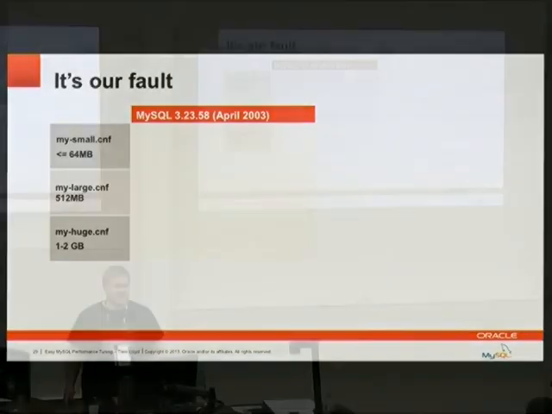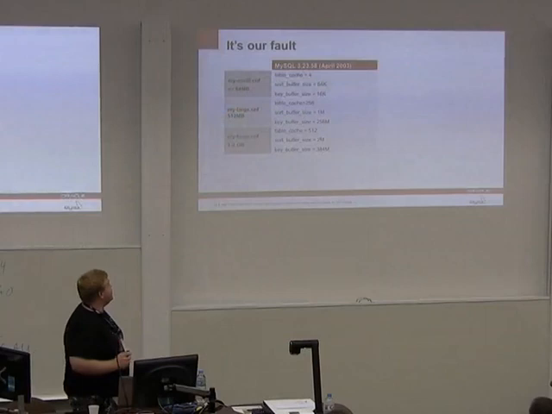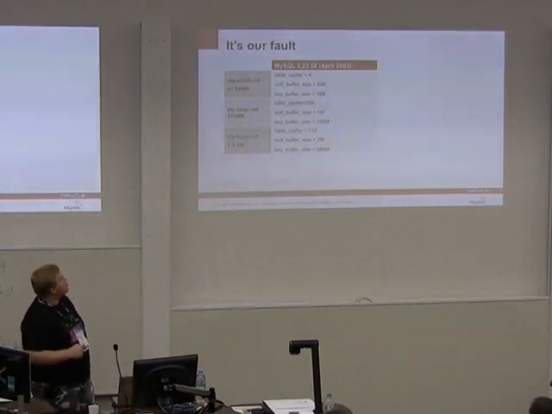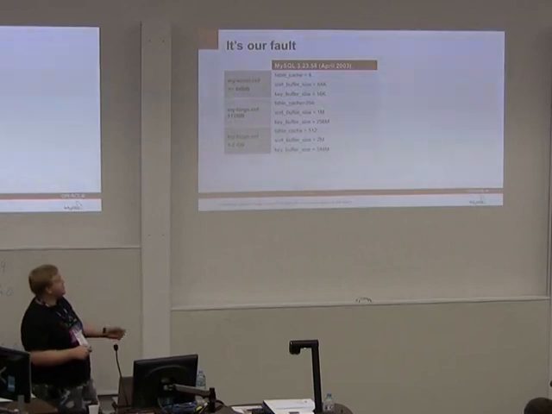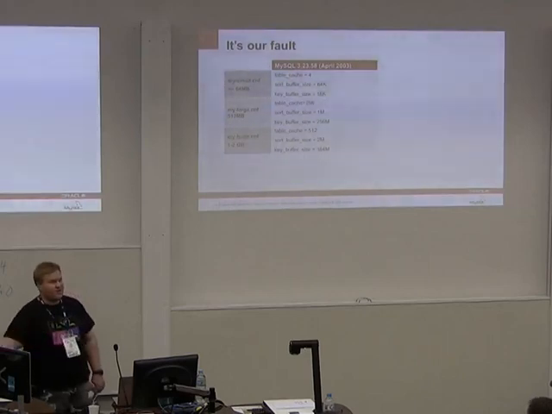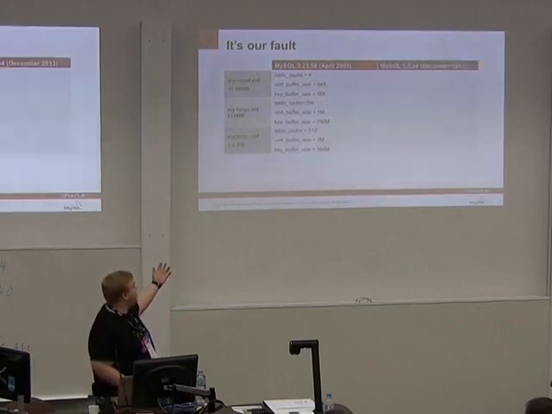And let's have a look at some of the settings that we get out of those files. So we can see as we go through the various files, in small we've got 4 tables we're going to cache, and we're going to have a 64 kilobyte sort buffer and a 16K key buffer. As we get bigger, we've basically increased all the numbers. Our sort buffer size has gone from 64 kilobytes to a megabyte. And as we get bigger again, our sort buffer size is now 2 megabytes. So all these numbers are going up and up and up. And so this is what we had in 2003.